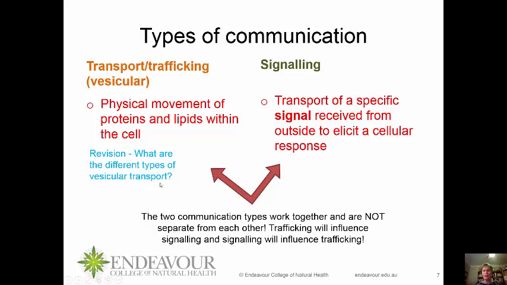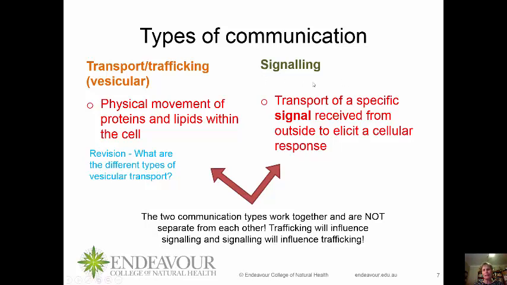Okay, so a bit of revision. What are the different types of vesicular transport? If you remember, there were 3 types. There was endocytosis, of which there were 3 types: receptor-mediated, phagocytosis, and bulk phase endocytosis, otherwise known as pinocytosis. There was exocytosis and there was transcytosis. So for trafficking, vesicular transport is the movement of vesicles in and out of the cell, through the cell membrane.